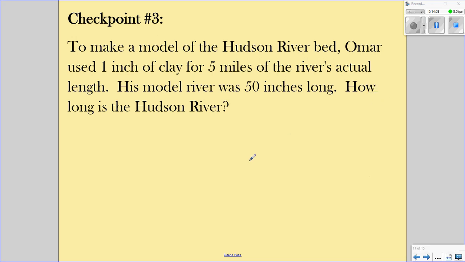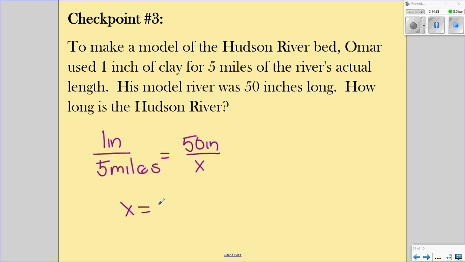you can always email me. Alright, to make a model of the Hudson River bed, Omar used an inch of clay for 5 miles of the river's actual length. His model river was 50 inches long. How long is the actual Hudson River? So for every inch, it represents 5 miles. So if his model was 50 inches long, what is the actual length of the river? So we set it up correctly, and then we just cross multiply, so that will come out to 250 miles.